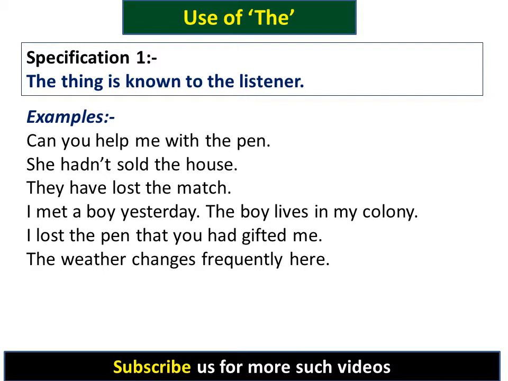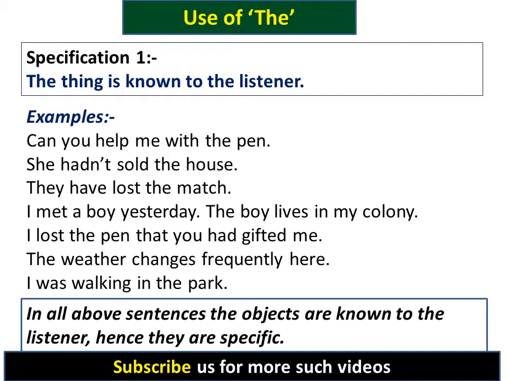The weather changes frequently here. I'm not talking about any ordinary place's weather, but I'm talking about the weather of a particular place which you're aware of. I was walking in the park. So here, if you see, I am not mentioning any general park, but I intend to talk about a park which is known to you. In all the above sentences, as you can see, we have used the definite article "the" because those particular things are known to the listener.